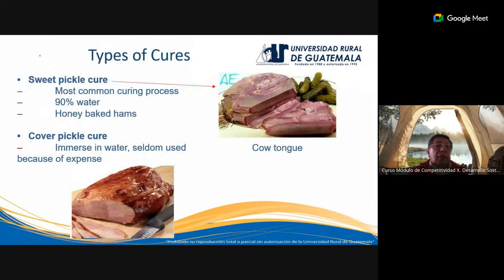Another method we can use is the sweet pickle cure. That is the most common curing process that uses 90% water, honey, baked hams. Here we can see an example of cow tongue that is also preserved using this method. Another option is cover pickle cure, and in this case we need to immerse in water and sell them just because of expense.